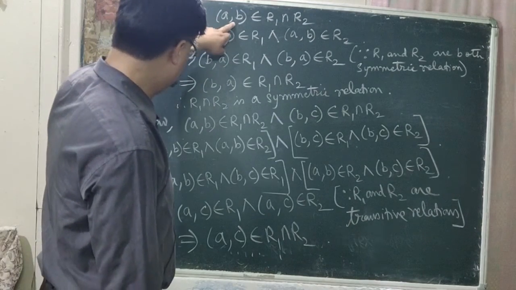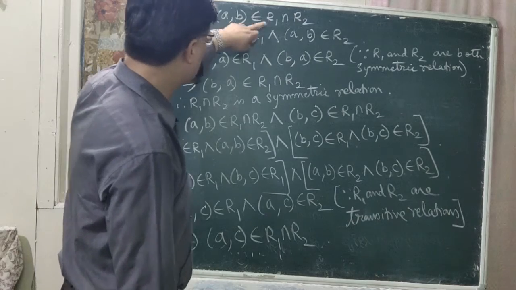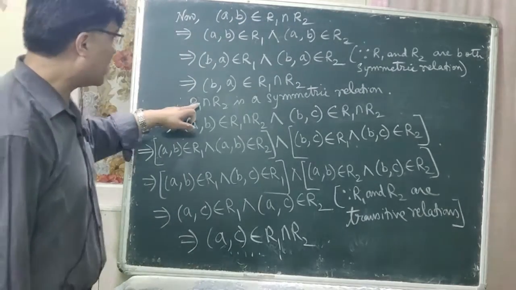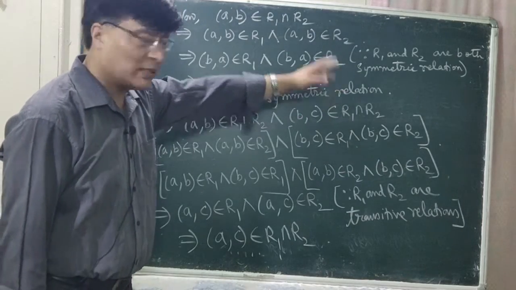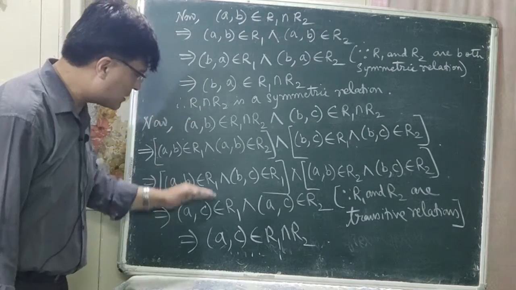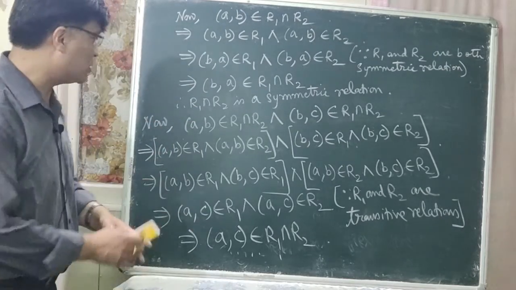So here we have proved that if (a, b) belongs to R1 intersection R2, then R1 intersection R2 is a symmetric relation. So यो चाहिँ हामीले के प्रुभ गर्यौं, सिमेट्रिक रिलेसन प्रुभ गर्यौं. अहिले भर्खर यो स्टेपबाट चाहिँ हामीले के प्रुभ गर्यौं, ट्रान्जिटिभ रिलेसन.